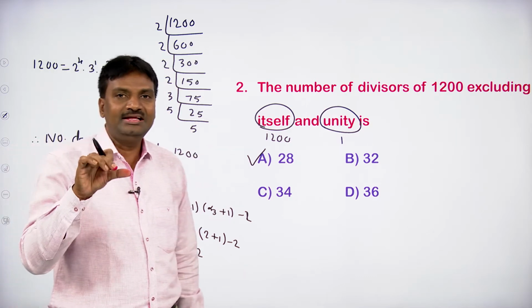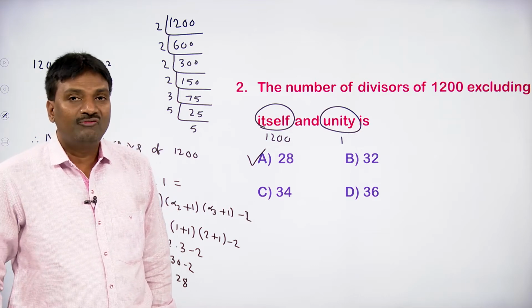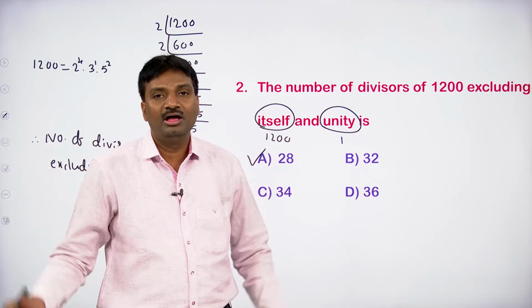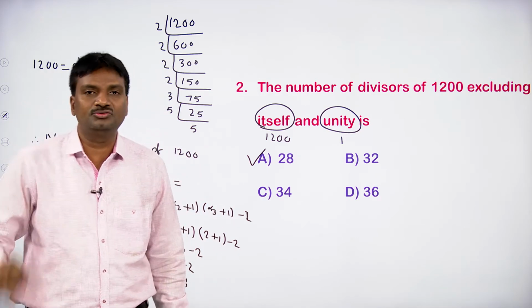So before finding the number of divisors of the given natural number, first we have to express the given natural number n in the form of p1 power alpha 1 into p2 power alpha 2 into p3 power alpha 3 into so on.